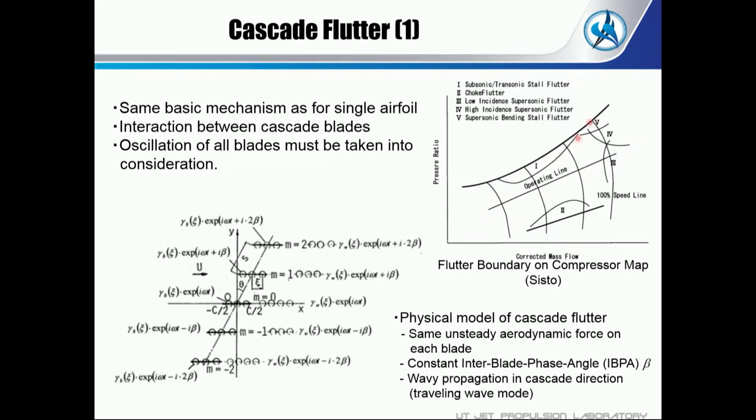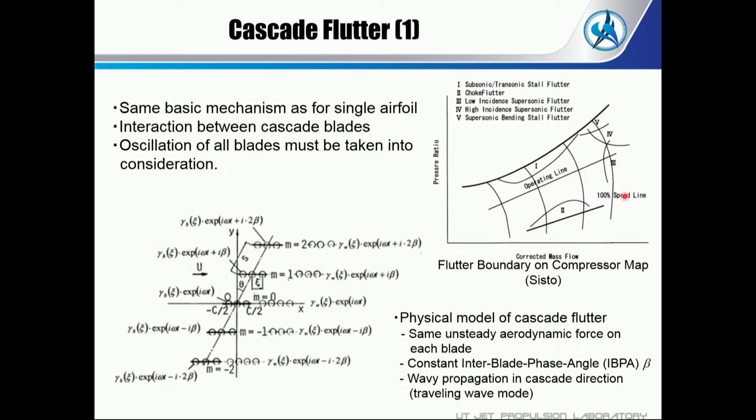So we have several dangerous flutter regions. The first one is here. It's a subsonic or transonic stall flutter, near the stall line, the surge line. It's related to the stall phenomenon. The first one is the stall flutter region, and the second one is the choke flutter region. This is also a flutter region near the choke line, and this type of flutter is related to the shock wave.